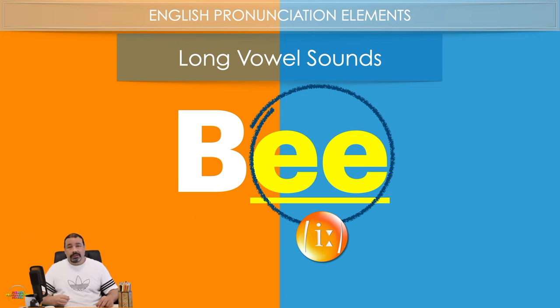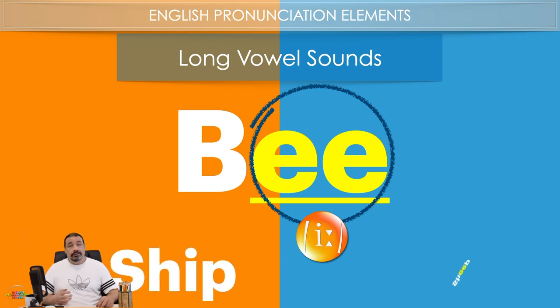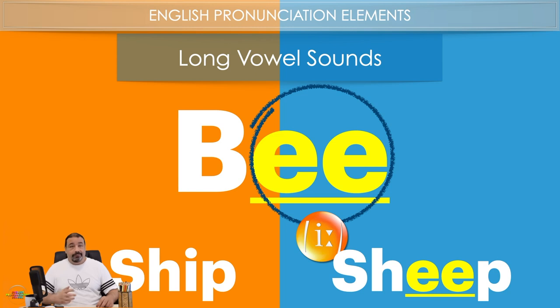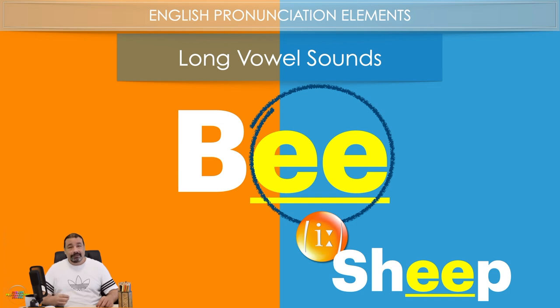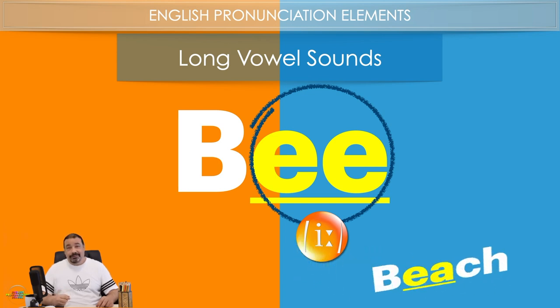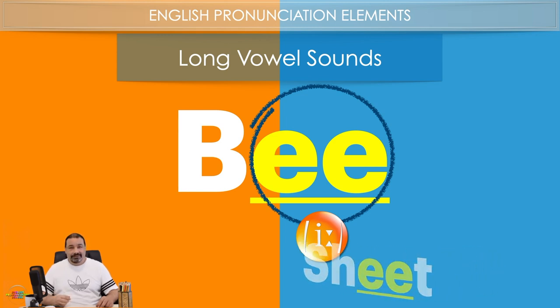This vowel sound is very important in English pronunciation, and many students have trouble identifying and producing it. Errors in the pronunciation of this sound might have implications of meaning. For instance, many students have problems when producing and understanding these two words, of which only one has the E sound. Sheep, sheep. And sometimes these errors can be disastrous. For instance, when producing the word beach, or the word sheet.